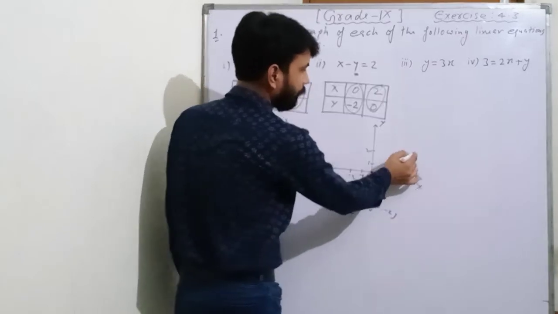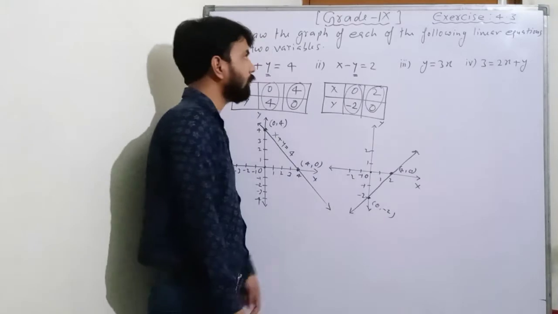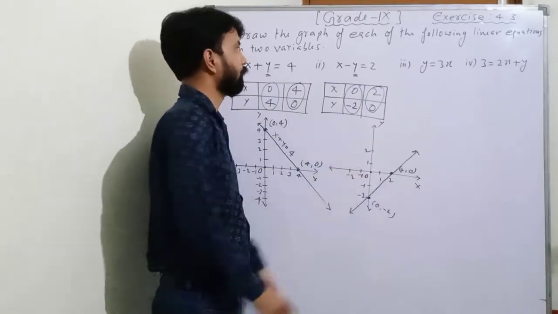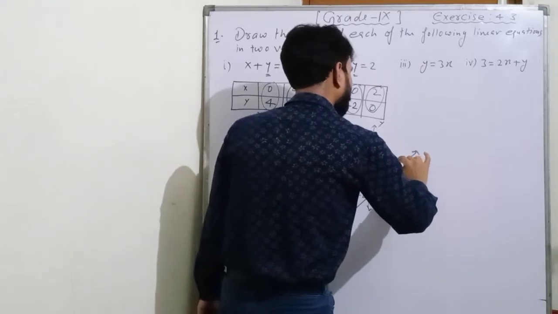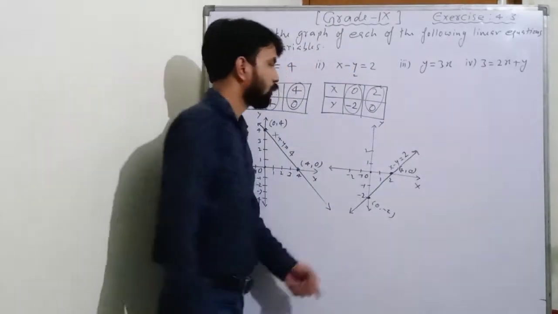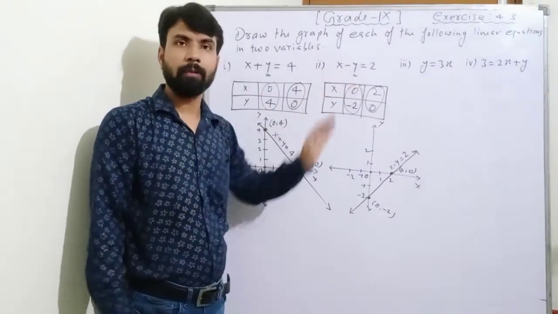with the help of a scale, and we will write the equation on this line. Linear equation is x minus y equals 2. So this is the graph for the second linear equation in 2 variables.